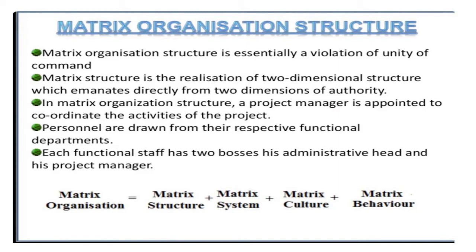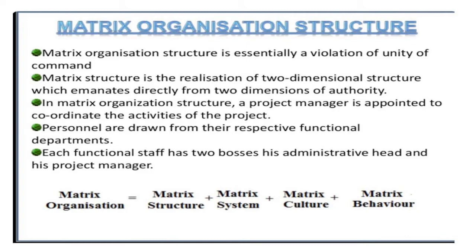Matrix organization structure is very essential, and it is a violation of unity of command. So a vertical structure will be from bottom to top, top to bottom. The communication and feedback will flow vertically, and in a matrix organization it will flow vertically as well as horizontally. Matrix structure is the realization of two-dimensional structures which emanate directly from two dimensions of authority.